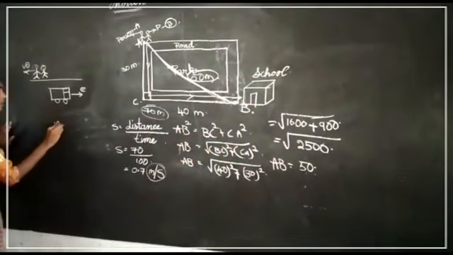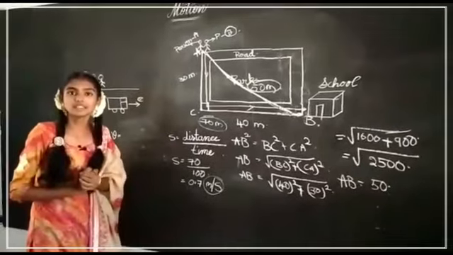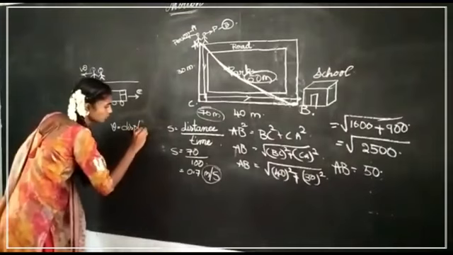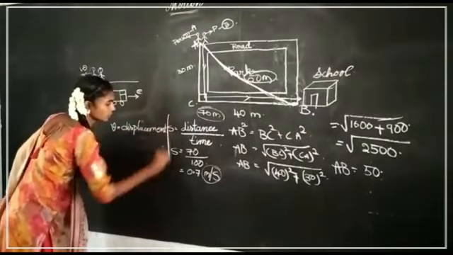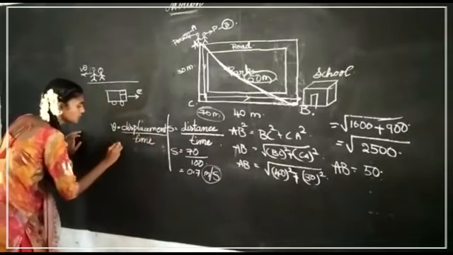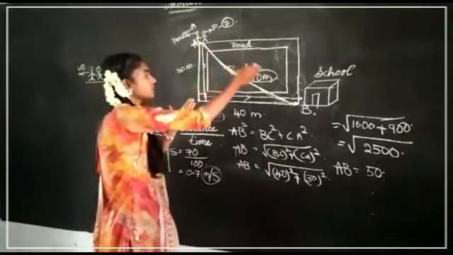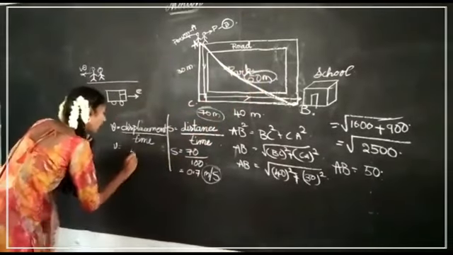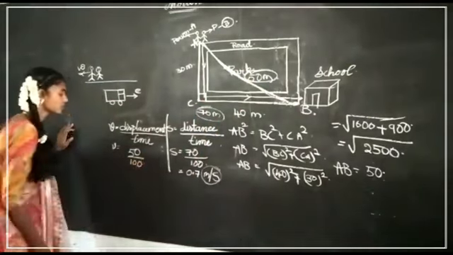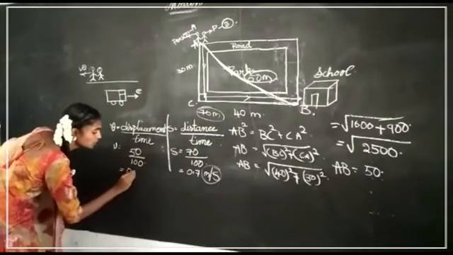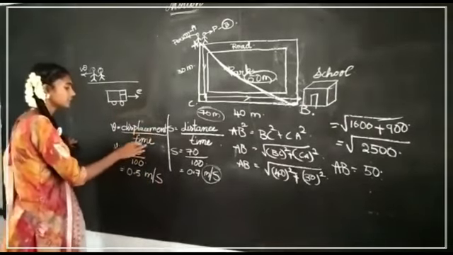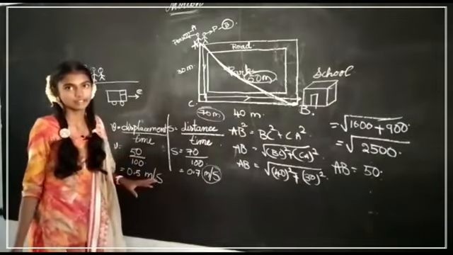So what is the formula of velocity? That is displacement by time. So velocity is equal to, what is the displacement travelled by person B? That is 50. And what is the time taken to complete his race? That is the same 100. So 50 by 100 is equal to 0.5 meter by second. Here the unit of displacement is meter and the unit of time is second.